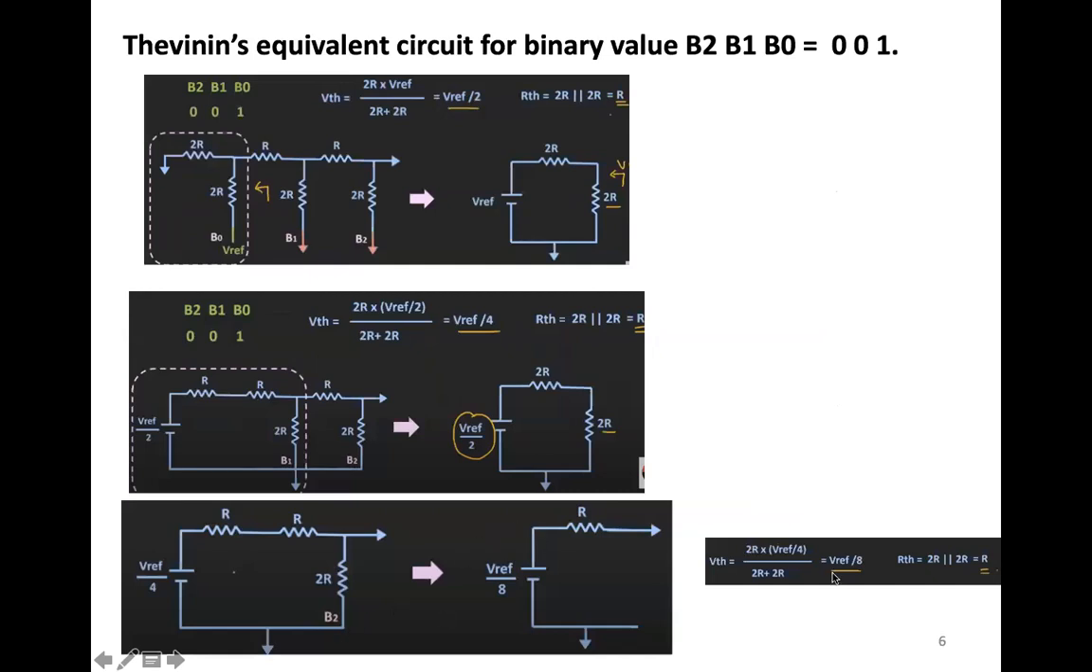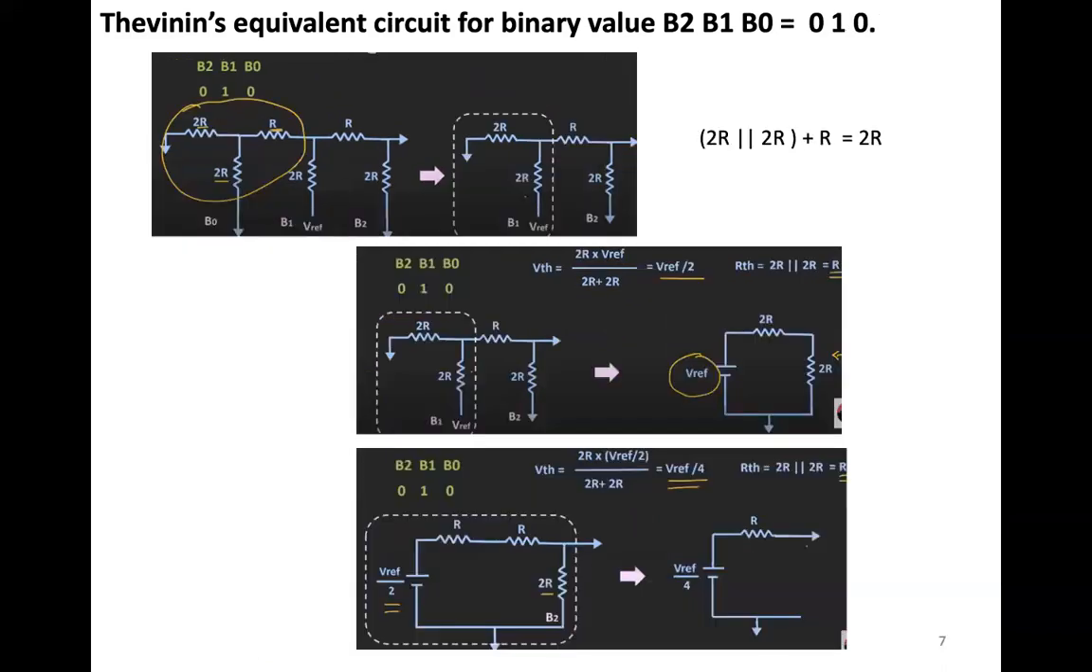So if you consider this, the Thevenin voltage is 2R into V reference by 4 divided by 2R plus 2R. So this will give me V reference divided by 8, and the Thevenin equivalent of the resistor is going to be only R. So 2R is here, 2R is here, and this equivalent will actually give me only R. So this is my final value, V reference divided by 8, which gives me about 0.625.